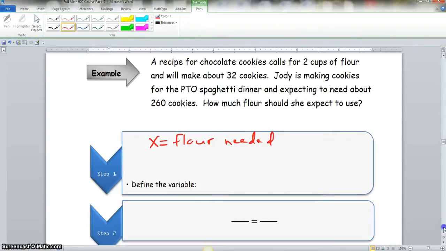Okay, now we want to do a proportion. First of all, we add 2 cups of flour that will make 32 cookies. This isn't enough space for me. You could keep this on your paper, but what I'm going to do is write this here. It'll be 2 cups, and we know that's flour, over 32 cookies. And that's equal to, now we know we want 260 cookies. And we don't know how many cups of flour we need.